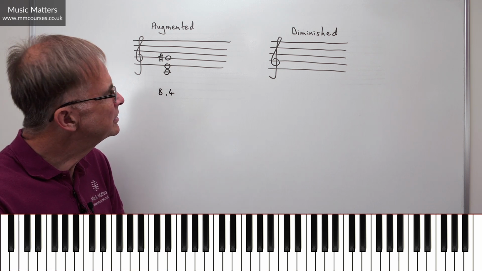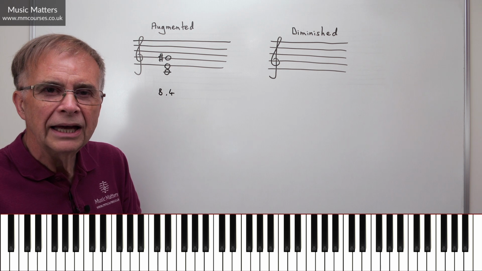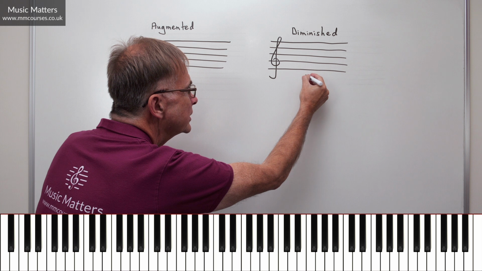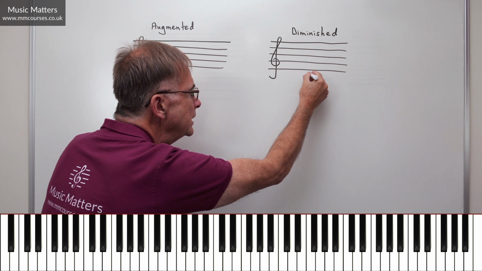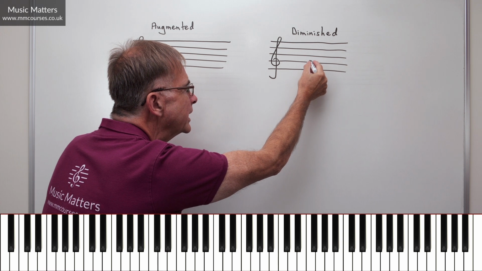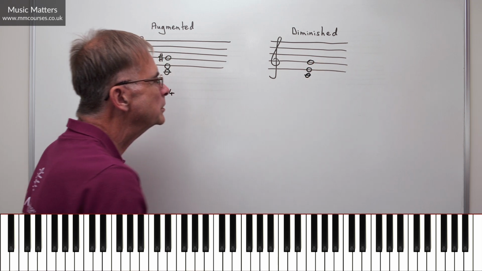Okay, let's have a think about how we form a diminished triad. So we'll do the same thing. We'll build it on the same root note, that's C, and we'll start with the major triad exactly as we did before.